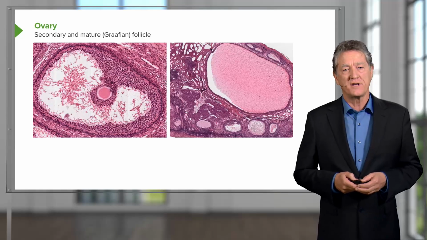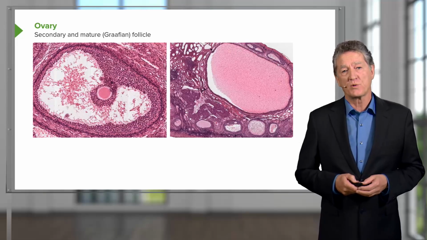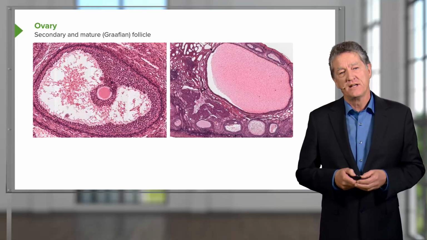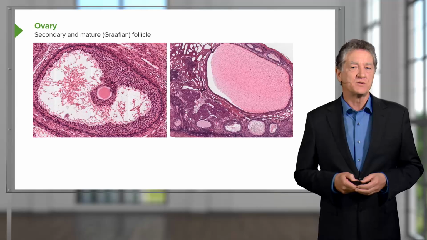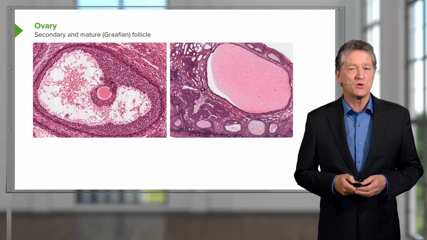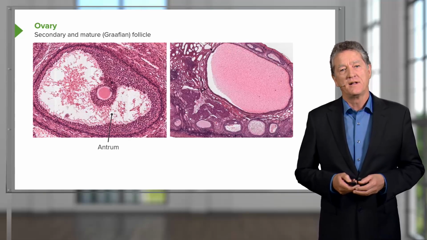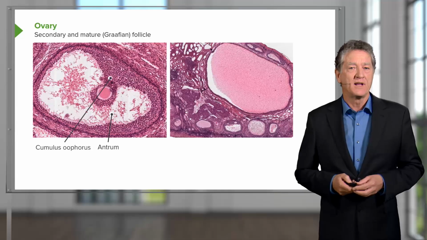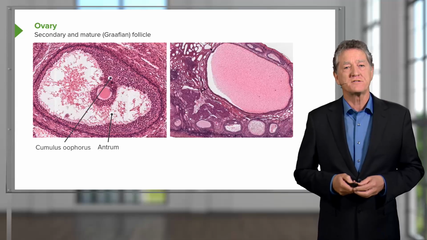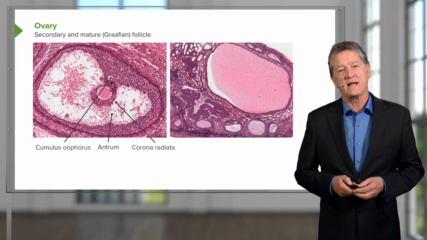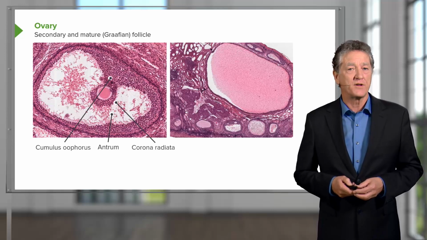Then notice that the oocyte and the corona radiata are attached to the other cells around the periphery of the follicle by another mass of cells. That's called the cumulus oophorus. So here's the antrum. There's the cumulus oophorus that I've referred to, and the corona radiata is shown around the oocyte.